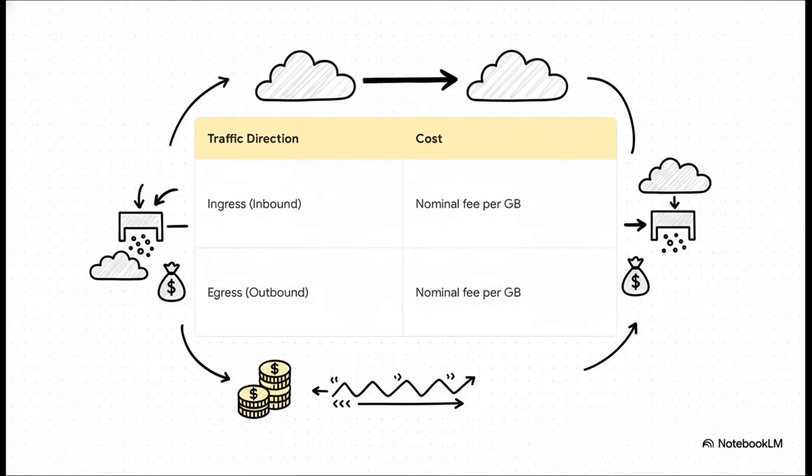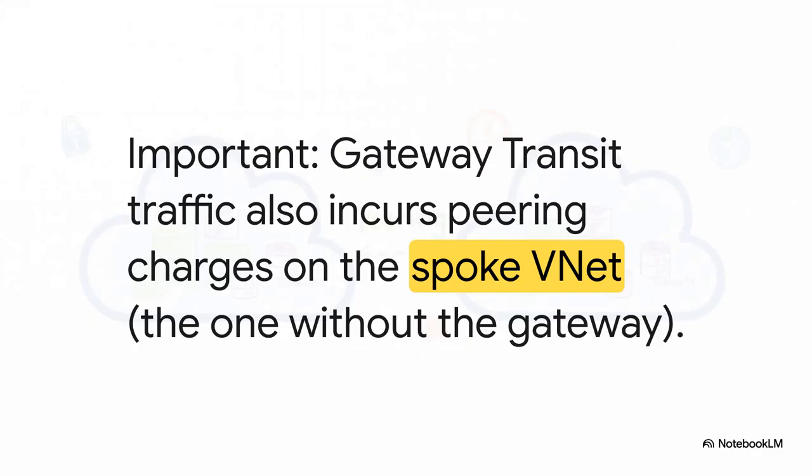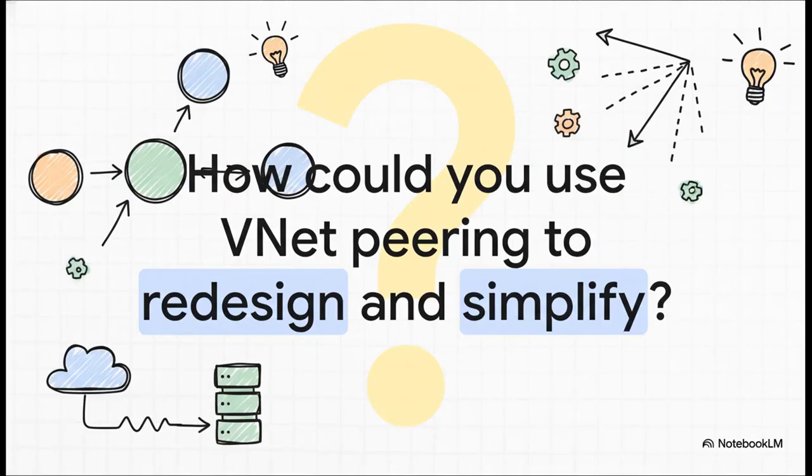So how is all this priced? Well, the peering link itself is free to set up, but you are charged for the data moving across it. As you can see, there's a nominal fee per gigabyte for both ingress, that's data coming in, and egress, that's data going out. And here's a super important detail on pricing. When you use Gateway Transit, that traffic from the Spoke network is still billed as peering traffic. The charge is applied to the Spoke VNet, the one without the gateway, which is really crucial to remember for accurate cost forecasting.